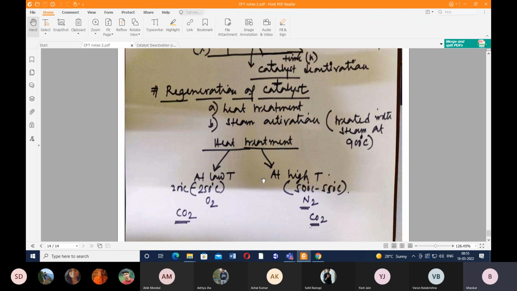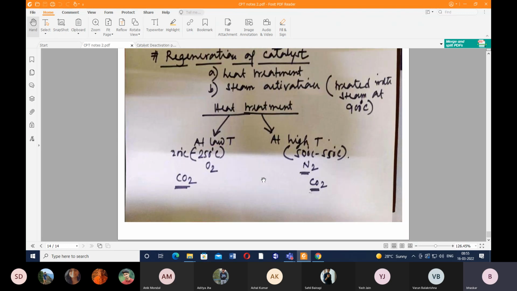So we have two different regeneration methods: one is heat treatment, another is steam activation. Steam activation is not much in use. Let's assume we are handling a huge amount of catalyst particles. In the lab we carry out the reaction with at most 1 gram, or 5 or 10 grams of catalyst, not beyond 100 grams. But in industry, we need a huge amount of catalyst to increase the overall productivity. In such cases, heat treatment is the most favorable process compared to steam activation.